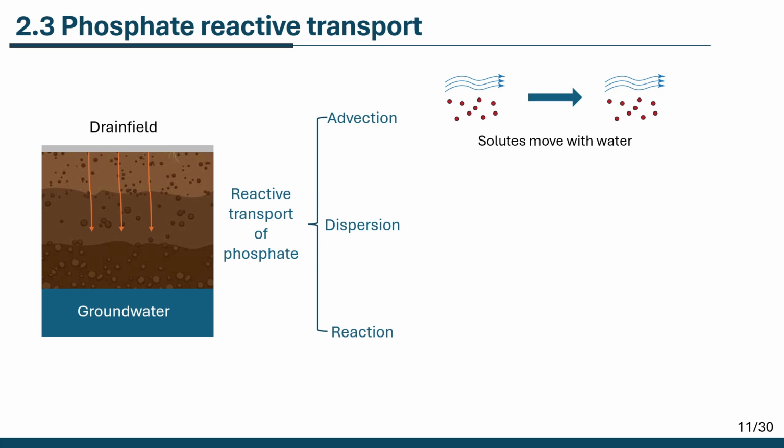Advection is when solutes move with the water. Think of a river carrying a leaf. When the river flows 10 meters, the leaf goes along with it. Advection doesn't change the relative position of the solutes, like this figure shows. They just move with the water.